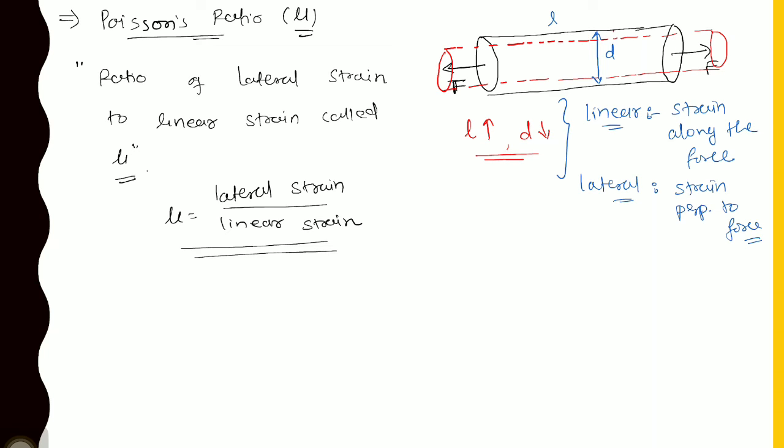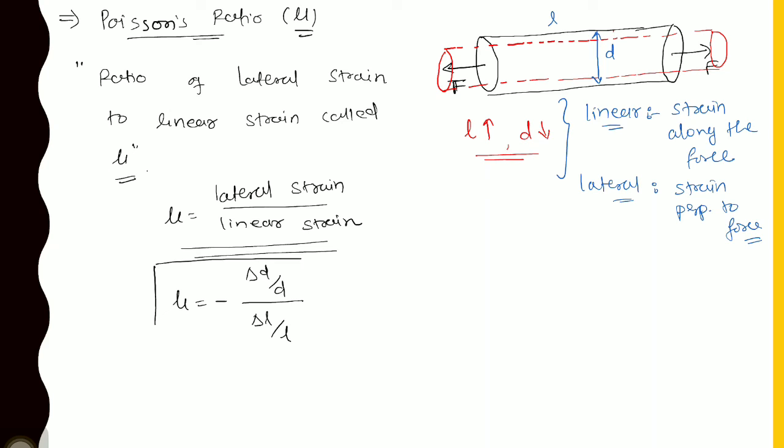So how do we write this equation? How much is the change in diameter? Suppose we consider it delta D. So mu is equal to delta D upon D, that is the lateral strain, upon the change in length, suppose delta L, that is delta L upon L. But Poisson's ratio is always positive, it's never negative. So here the diameter decreases, the length increases. It's the opposite case: suppose the diameter is increased, then the length decreases. So we put a negative sign here.